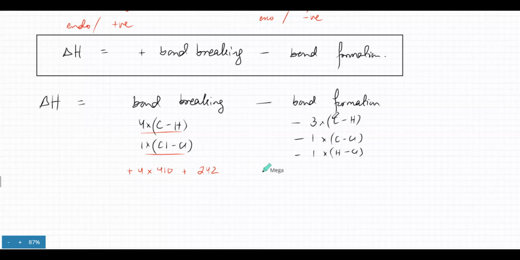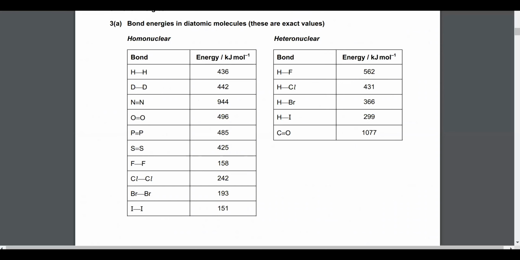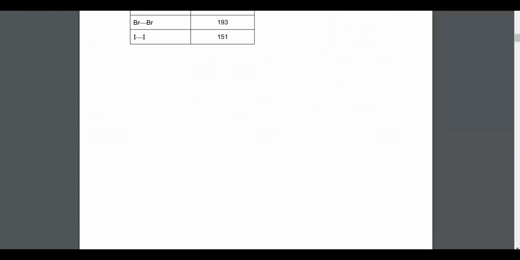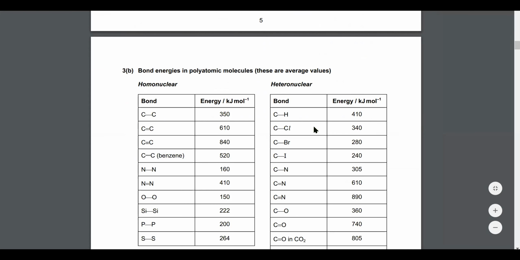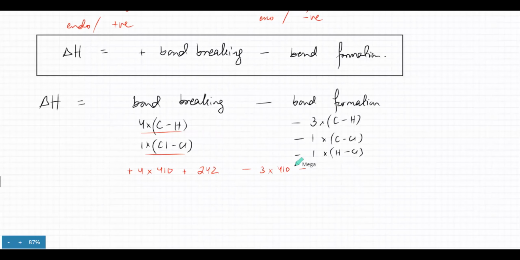Bond formation is exothermic. So you're forming 3 CH bonds. The value is already with you, 3 into 410. Then you have a CCl bond that's being formed. So have a look at the data booklet again and try and find the CCl bond. Where's the CCl bond over here? It's given over here as 340. So we're going to use that, minus 340, and you're only forming one bond.